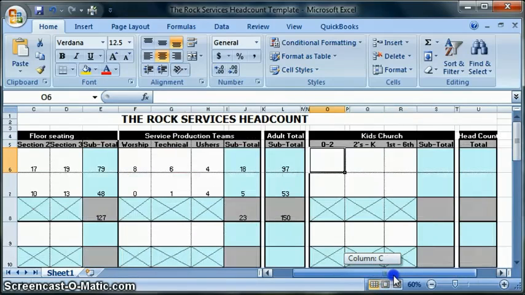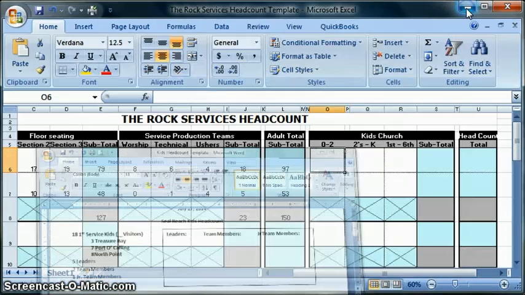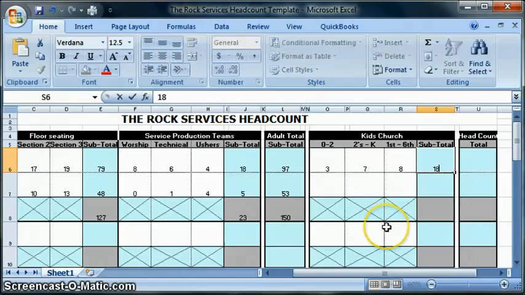So let's start with what Robin gave us. We have the kids' church head count she gave us. Here she has it broken down for us, so we really just have to enter this in the right way. And it's just in order like it should be. 0 to 2, that is Treasure Bay. And 2s to K, that is Port of Calling. And 1st to 6th, that is North Point. So that's 18.